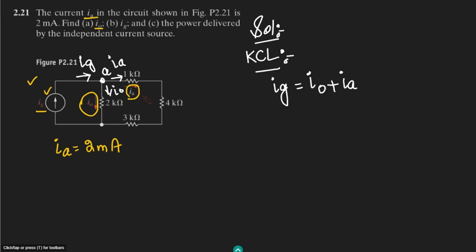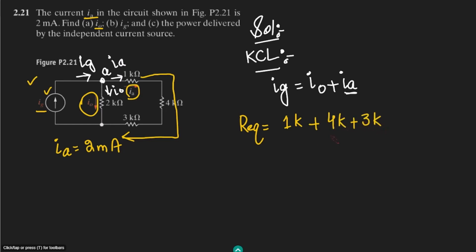Here we just know the value of IA. This current is known, and it is the same current flowing through all these three resistors, because these three resistors are in series. When they are in series, we find the equivalent resistance, which is the 1 kilo ohm resistor plus the 4 kilo ohm resistor plus the 3 kilo ohm resistor. So ultimately we will get 8 kilo ohm resistance.